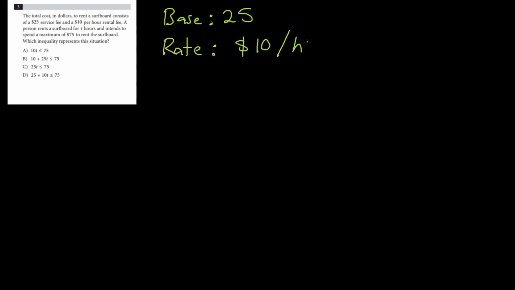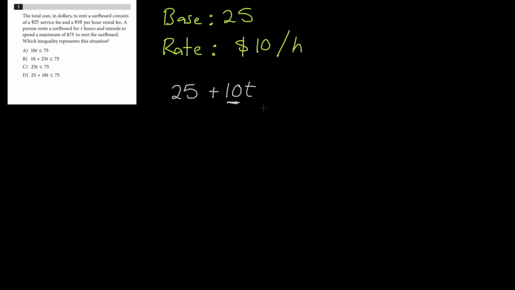$10 per hour. So no matter what, once we rent the surfboard, we're going to pay $25. Whether it's 0 hours or 10 hours, we're going to give the guy $25 at the start. Then on top of that, if you rent it longer, you're going to pay more. So we're going to add our hourly rate. So an additional $10 for every hour that we rent this surfboard, right? So we start out with 25, and then the longer you rent it, the more you're going to pay. Every hour you're adding on $10 more.